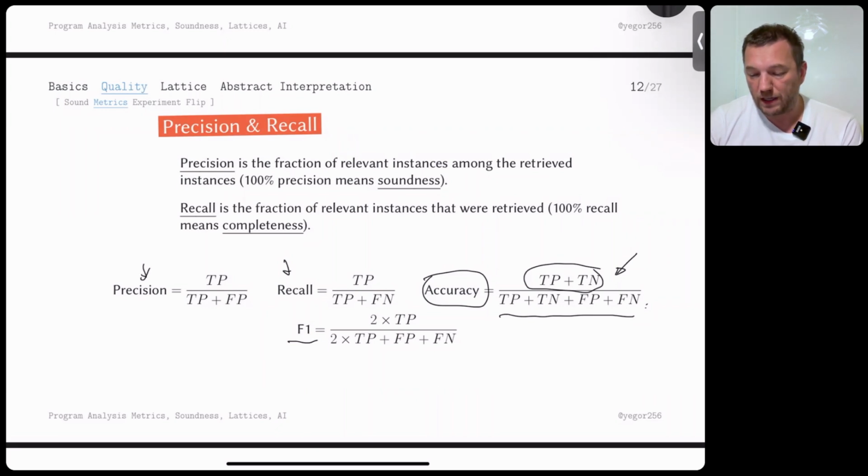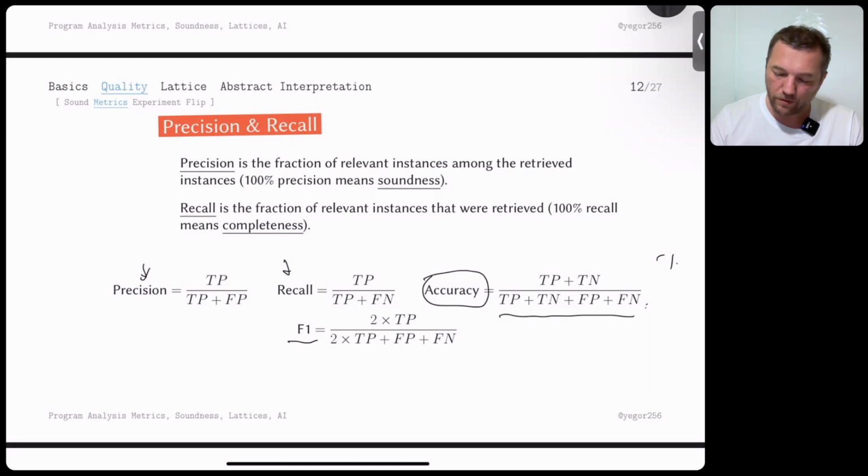So accuracy means what was the actual value of the entire process. So if the good answers constituted, I don't know, 75% of the entire set of answers, and this is our value, that means the analyzer is 75% accurate. It gives true answers 75% of the time.